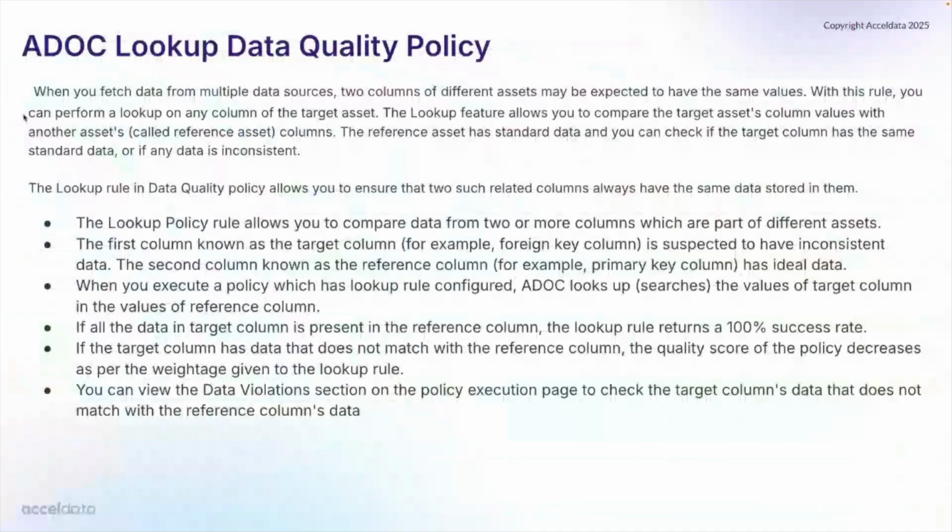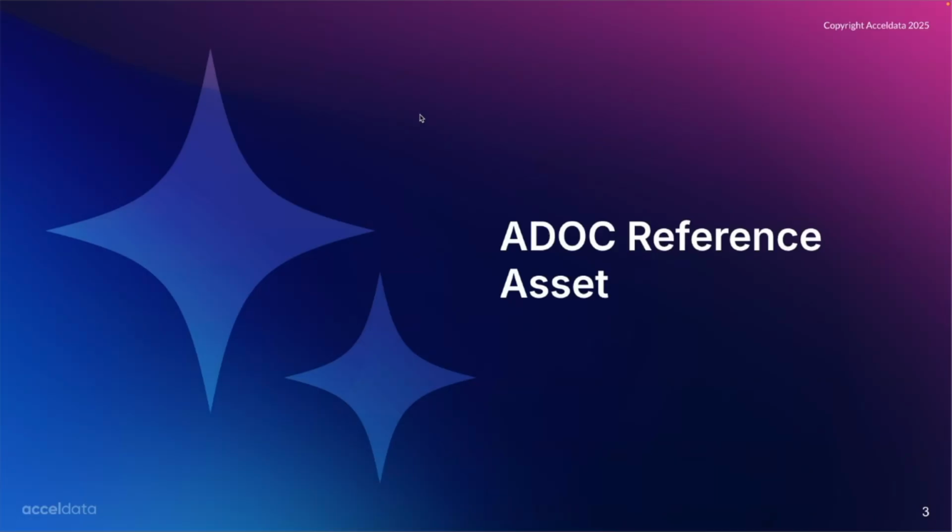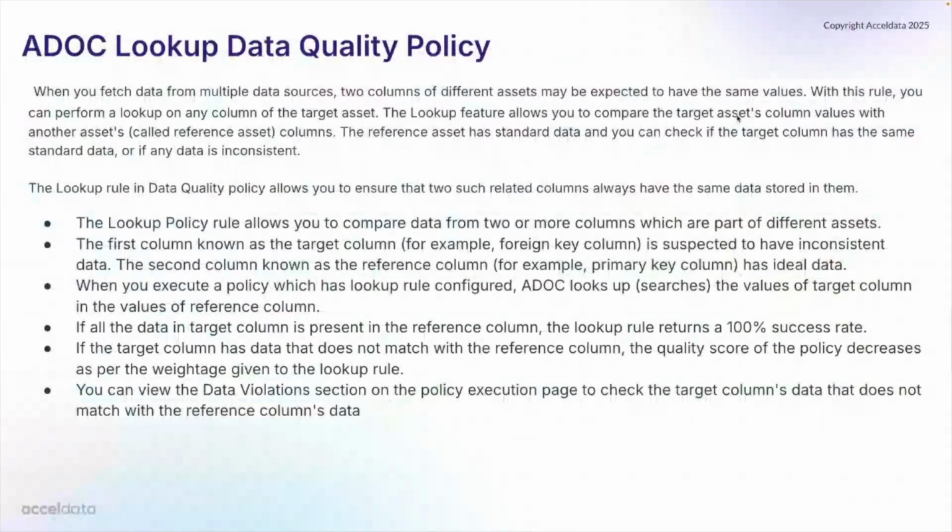Before we start, we'll discuss what an ADOC lookup data quality policy is. When you fetch data from multiple data sources, two columns of different assets may be expected to have the same values. With this rule, you can perform a lookup on any column from the target asset. The lookup feature allows you to compare the target asset's column values with another asset's columns, called a reference asset. The reference asset has standard data, and you can check if the target column has the same standard data or if the data is inconsistent.